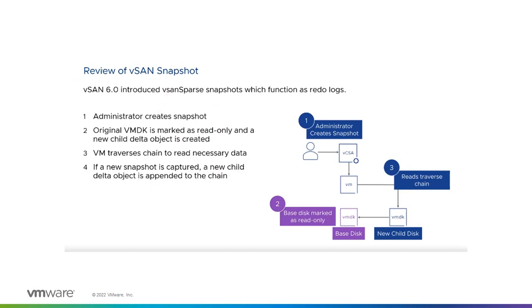So, review of vSAN snapshot. vSAN 6.0 introduced the vSAN sparse snapshot, which functions as redo logs. When we say redo logs, it's a simple thing: my base disk, and whatever snapshot disk comes will be defined as the delta disk on top of the parent disk. And when we are taking another snapshot, it would be more delta.